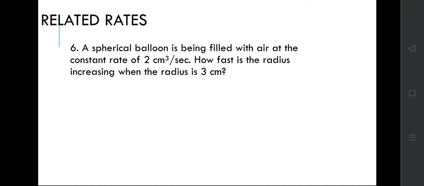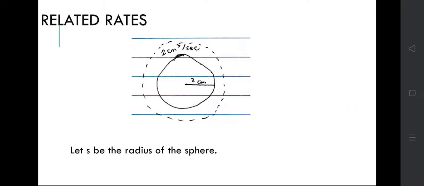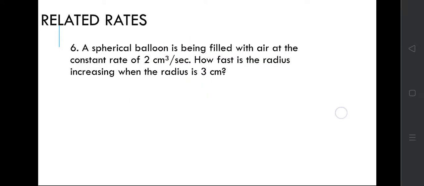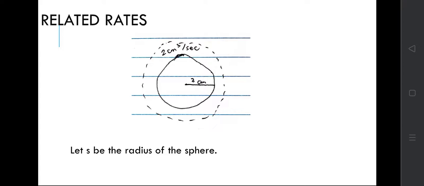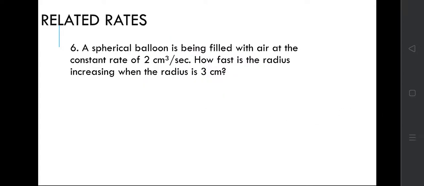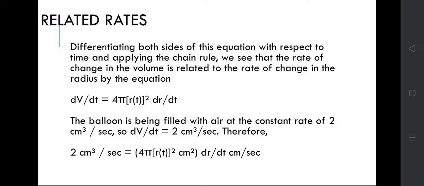A spherical balloon is being filled with air at the constant rate of 2 centimeter cubed per second. How fast is the radius increasing when the radius is 3 centimeters? So, ito yung graphical presentation natin. Ito yung sphere na balloon na radius umano ay 3 centimeter. So, ang hinahanap natin dito is yung rate ng pag-increase ng radius kapag 3 centimeter ang radius given the constant rate which is 2 centimeter cube per second.